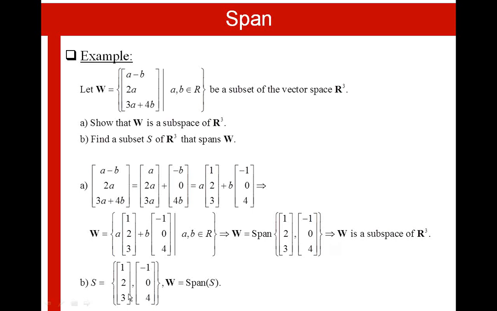It is clear here that W is equal to the span of S, where S is mainly comprised of these two vectors (1, 2, 3) and (minus 1, 0, 4). Therefore, W is equal to the span of this set, which is a subspace.